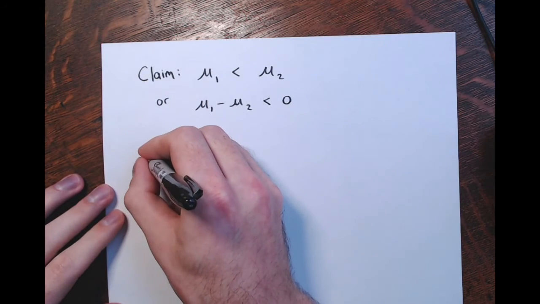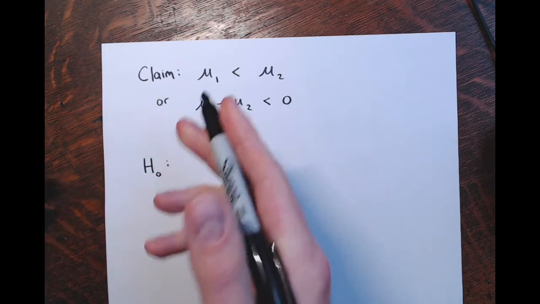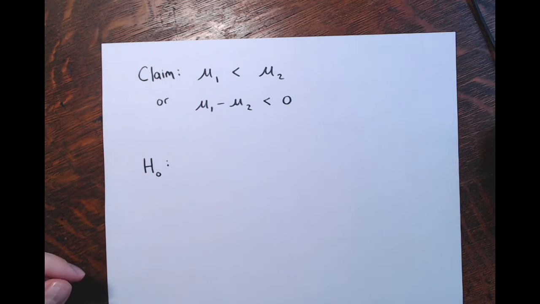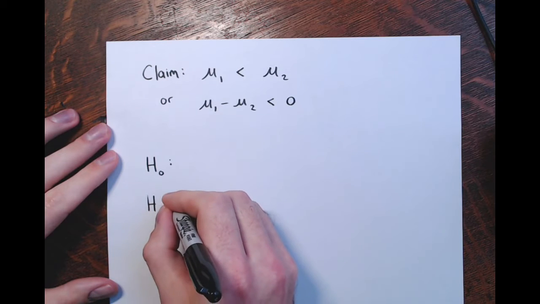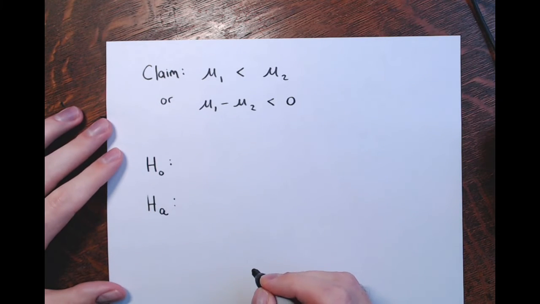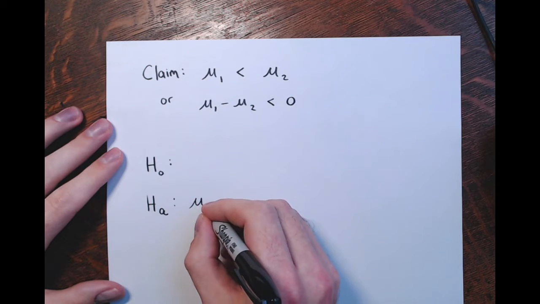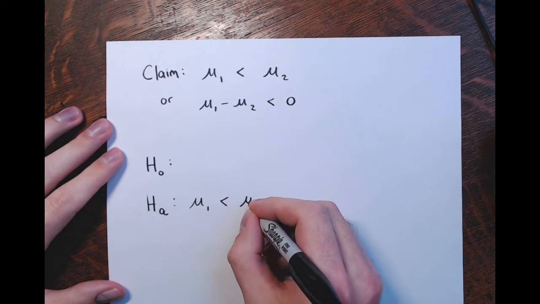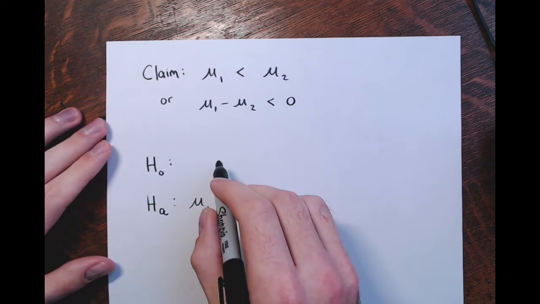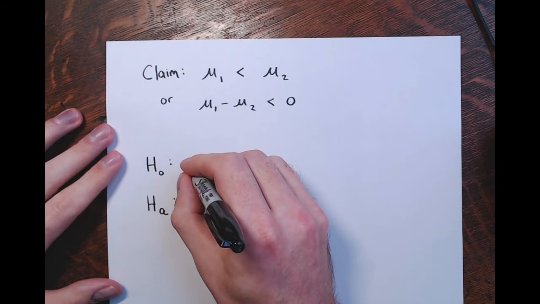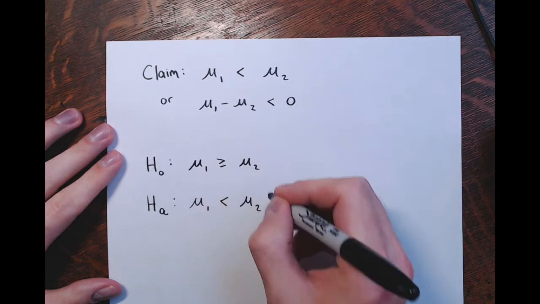Once the claim, what's being investigated, is established, you can then state your hypotheses, the null hypothesis and alternative hypothesis. The claim does not involve equals, so it is represented by the alternative hypothesis: mu1 is less than mu2, or mu1 minus mu2 is less than 0. And then the null hypothesis is the opposing statement, that mu1 is greater than or equal to mu2.